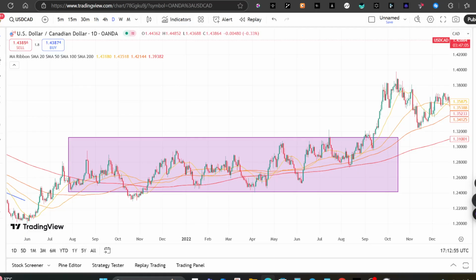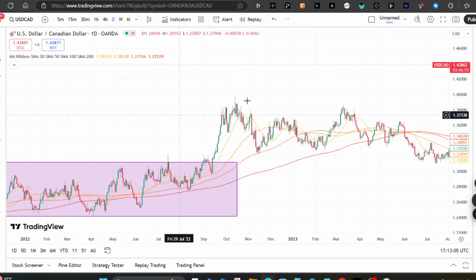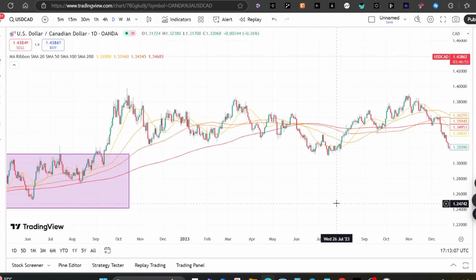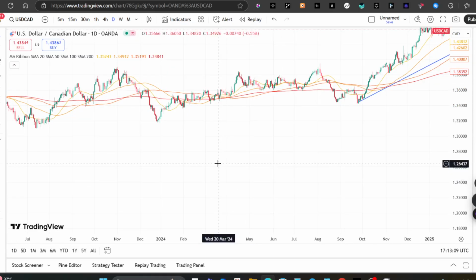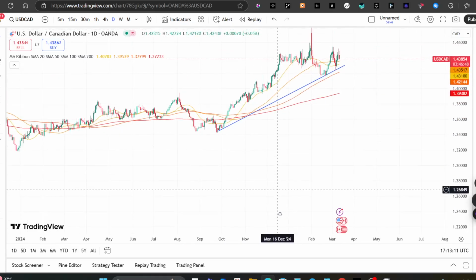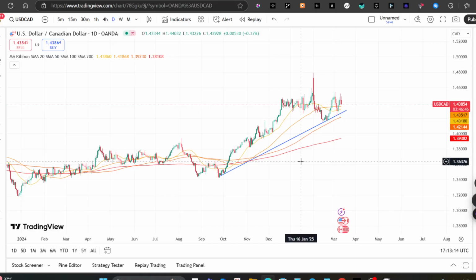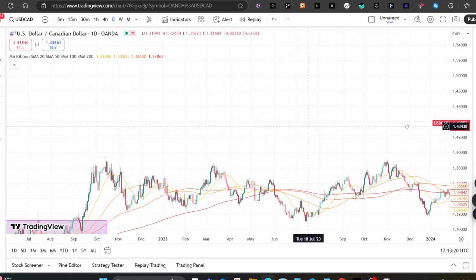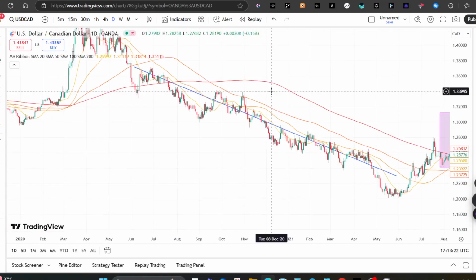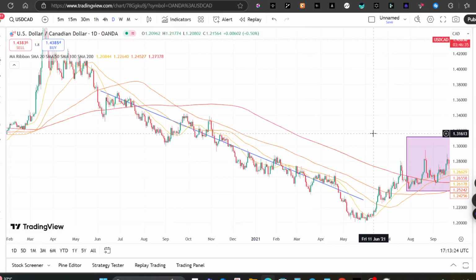Now that we've got the setup covered, let's talk about how to use the moving average ribbon indicator in your actual trading strategy. The first is identifying market trends. The moving average ribbon indicator is perfect for identifying the direction of the market. If all the moving averages are aligned upward with the shorter periods above the longer ones, it's a clear sign of an uptrend. Conversely, if the shorter periods are below the longer ones, the market's likely in a downtrend.